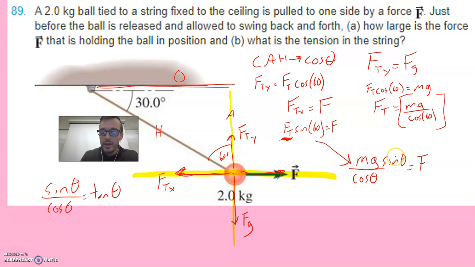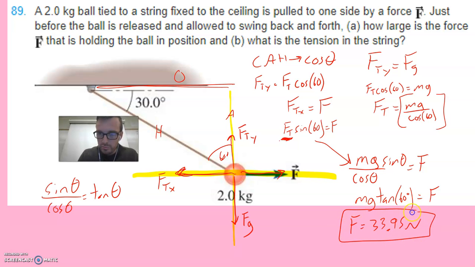Okay, now we're getting somewhere, because sine of theta over cosine of theta is just tangent of theta. And so here we get mg tangent of 60 degrees. Sorry, I switched from theta to 60, but you see why they're the same. That equals F, and the cool thing is, now I can solve for the force, because I know what the mass is, it's 2. I know what g is, it's 9.8, and I'm going to do tan of 60. Make sure you're in degree mode. Our force then would be 33.95 newtons.